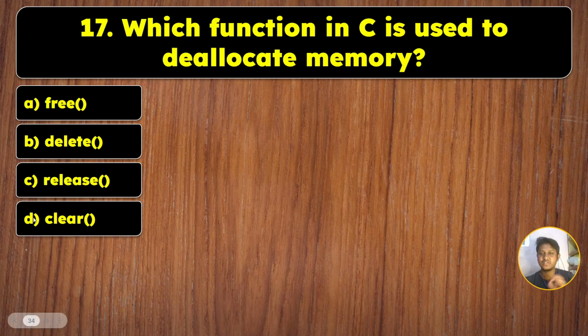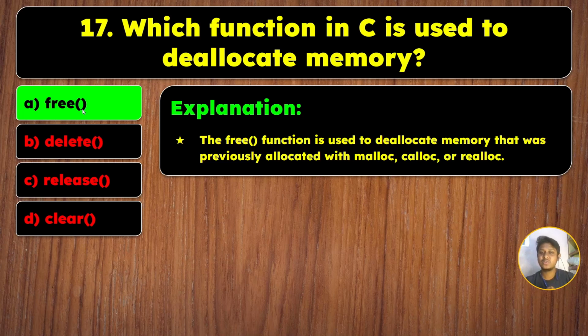So here it's an easy one. So its correct answer will be option A. As you can see, the free function is used to deallocate memory that was previously allocated with malloc, calloc, and realloc. So in order to deallocate memory, we have to simply use free function.